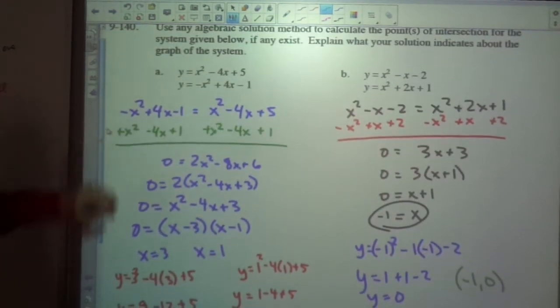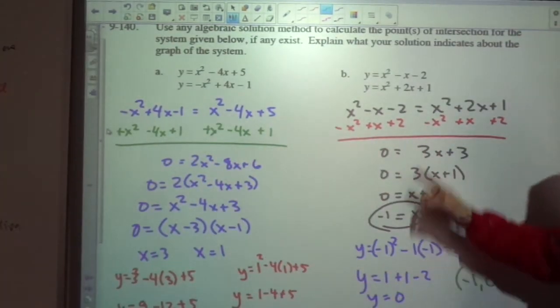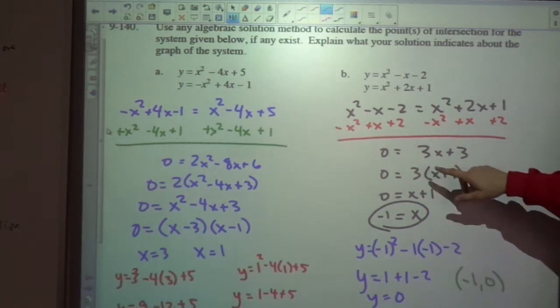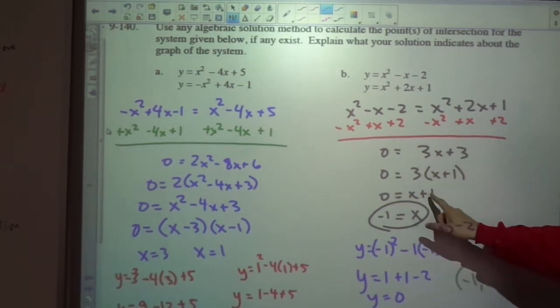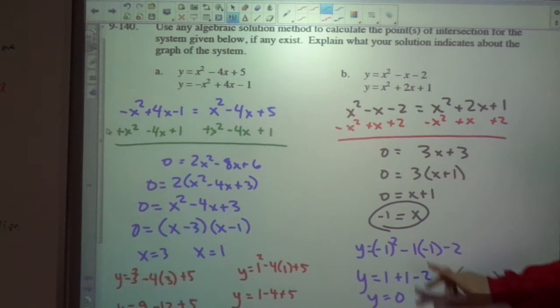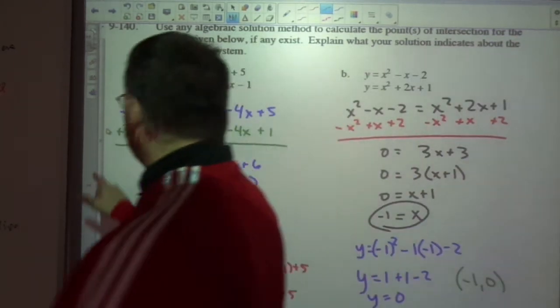Over here, same thing. I made them equal to each other. Then I made that equal to 0. And greatest common factor of 3, I divided. This only has one x-intercept. I plugged it in and I got 0. So my answer is 1, 0. That was the x-intercept.